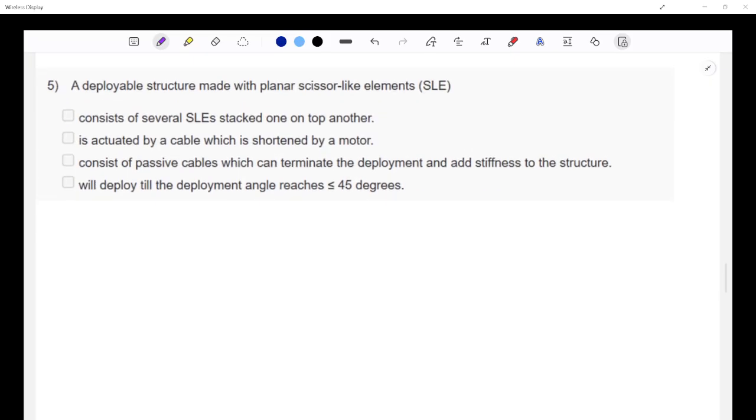Let's move to the next question. A deployable structure made with planar Caesar-like elements consists of several SLEs stacked on top of one another, is actuated by a cable which is shortened by a motor, consists of passive cables which can terminate the deployment and add stiffness to the structure, will deploy till the deployment angle reaches less than 45 degrees. Any guesses?